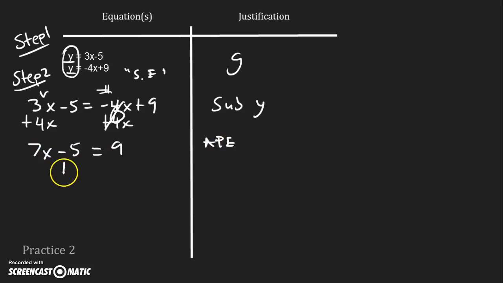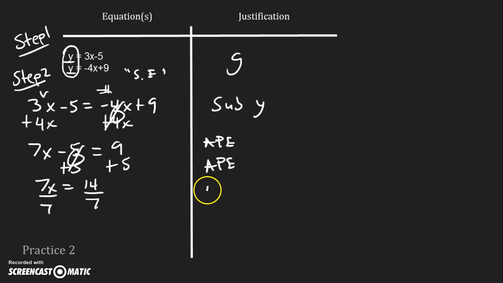Now we can start solving this two-step. So we're going to add 5. That's the inverse here. Add 5. Our justification is APE. These simplify to 0. We're left with 7x equals 9 plus 5 is 14. Final step, the numbers being multiplied, so the inverse here is to divide both sides by 7. DPE is our justification, and we can go ahead and simplify this. These simplify to 1, so we're just left with x equals 14 divided by 7 is 2.